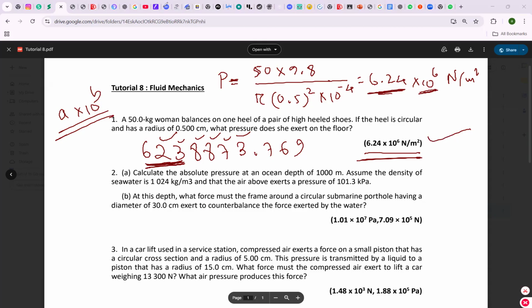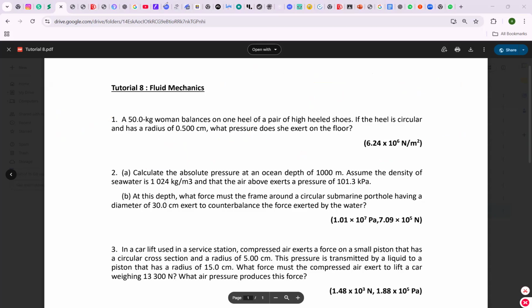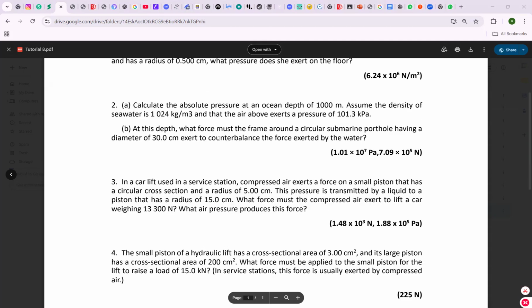Okay. Good, nice. Let's quickly move to question number 2. Question number 2A. You go through the question and tell me what is given and which formula to use quickly. Okay. Calculate the absolute pressure at an ocean depth of 1000 meter. Assume the density of seawater is 1000 kilogram per meter cube and the air above exerts a pressure of.